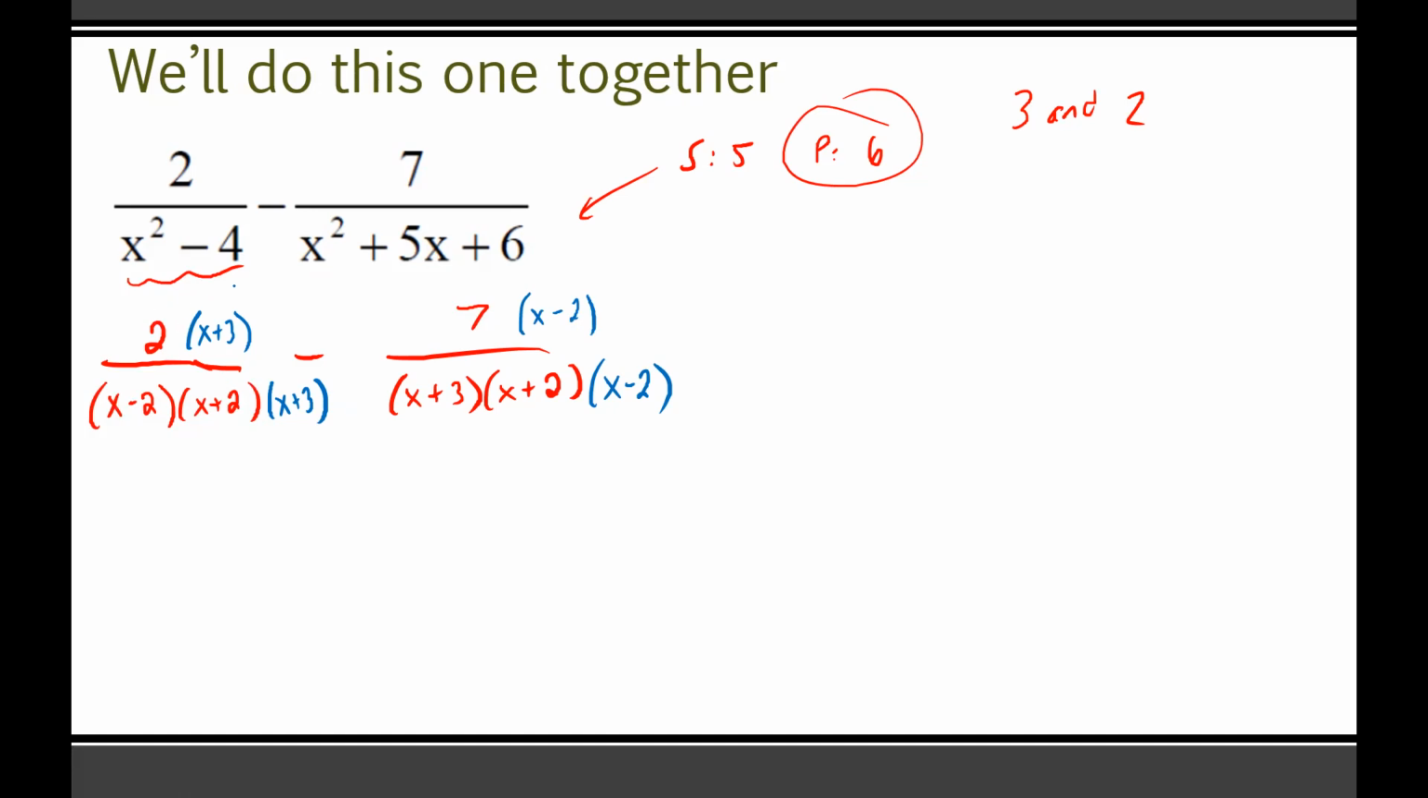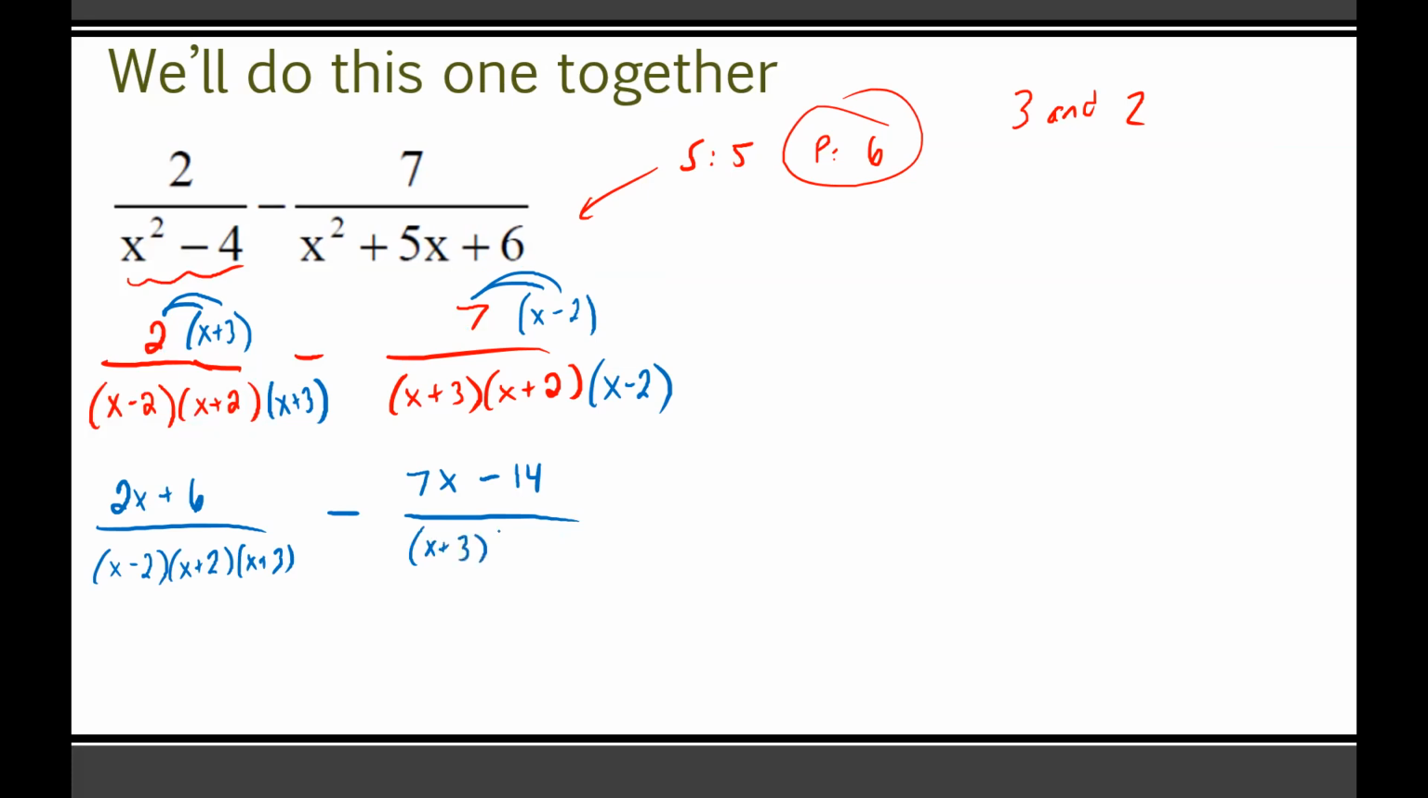What is important, however, as annoying as this is, we need to double dip this stuff through our numerator. I'm also going to caution you here because this is a subtraction question. So what I'll recommend is double dip this through, but let's not combine it as a single fraction just quite yet. So on this first one, we're going to have 2x plus 6, because that's what happens if I double dip through, over x minus 2, x plus 2, x plus 3, minus this, if it double dips through, is going to be 7x minus 14 over x plus 3, x plus 2, x minus 2.